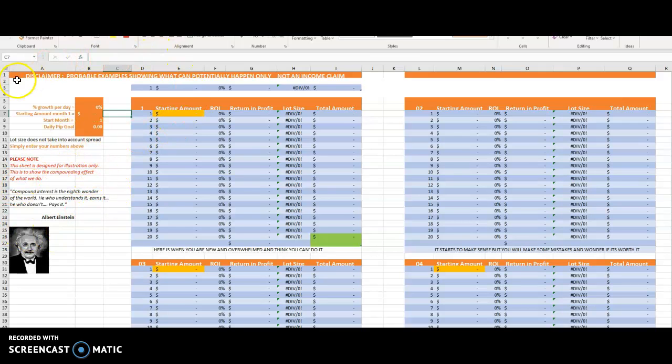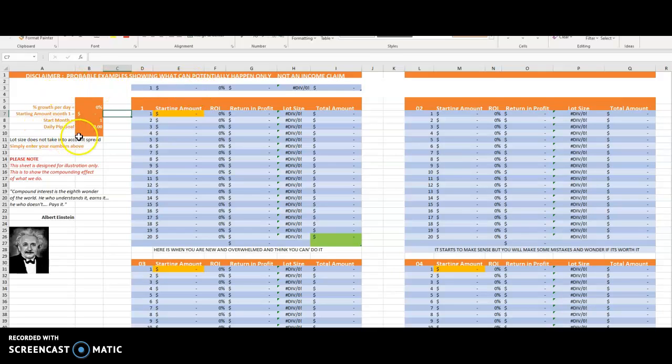First of all, the disclaimer: these are probable examples showing what potentially can happen only. This is not an income claim. This is for illustration only. Please practice safe trading. Past profits do not guarantee future profits. Those are little disclaimers that we have to put out there to keep ourselves legal, because this is not a guarantee. Some people get in there and play like they're in Vegas, throw a whole bunch of money, lose, and say, oh, this is junk, it doesn't work. But let me tell you what can happen.